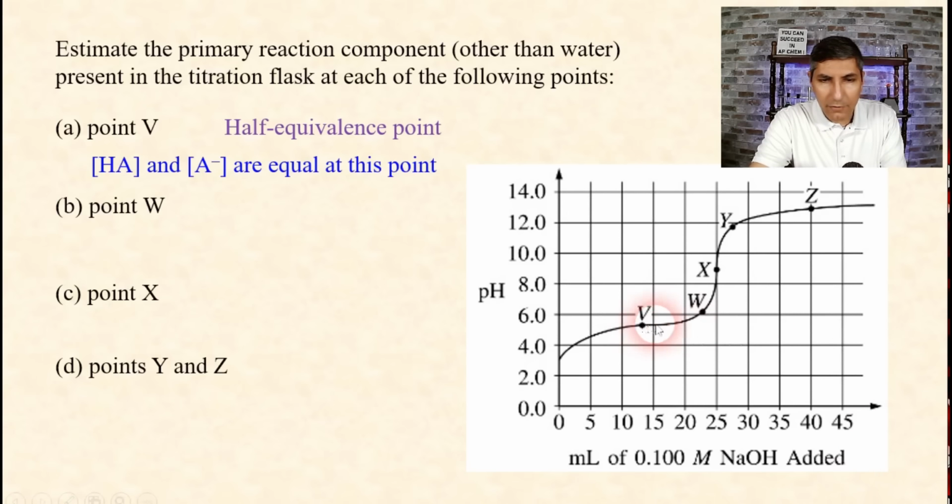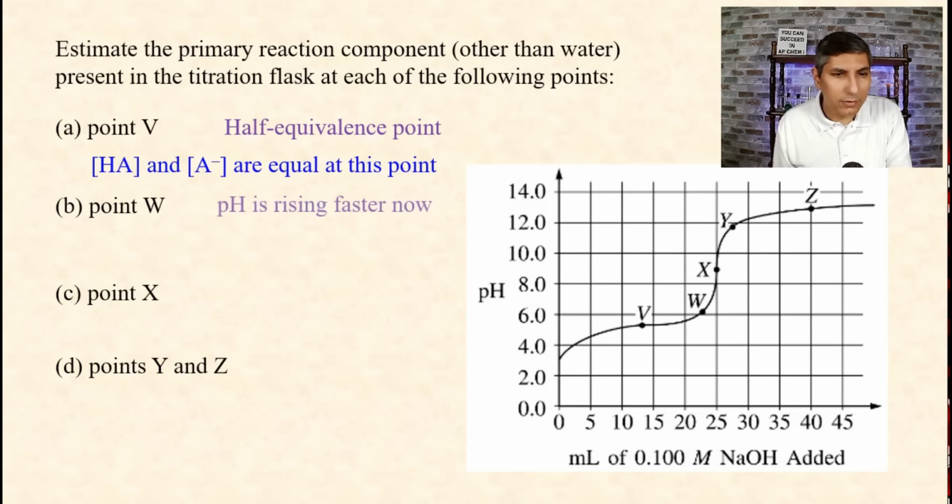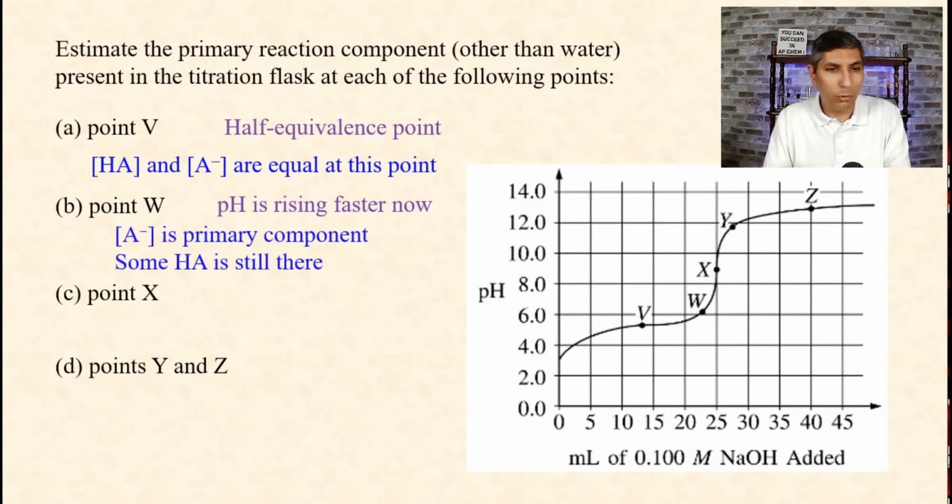Well, notice that we have a pH that's higher, that's more basic than the halfway point. So it goes to reason that if we have a pH that's more basic than the halfway point, guess what's going to predominate? The conjugate base at this point. So as the pH is rising above that halfway point, the conjugate base is the primary component. Now there is still some HA, some acid still there, but it is decreasing as that titration continues.